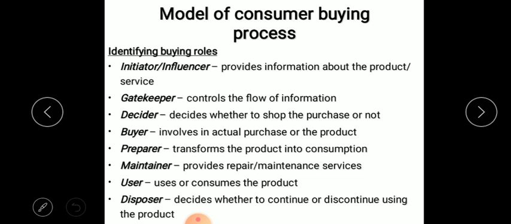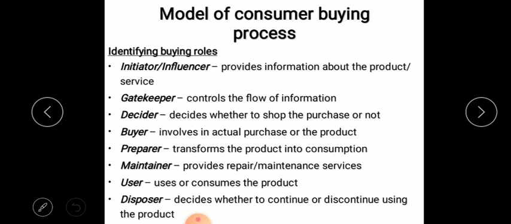Buyer is involved in the actual purchase of the product. Buyer is the person who actually goes out and purchases. Now what is the difference between decider and buyer? Suppose your mother decides that you have to purchase Colgate brand of toothpaste. Then Colgate has been decided by your mother, so your mother becomes the decider. She gives you money, you go to the shop and purchase it, you become the buyer. So you are involved in the actual purchase transaction.